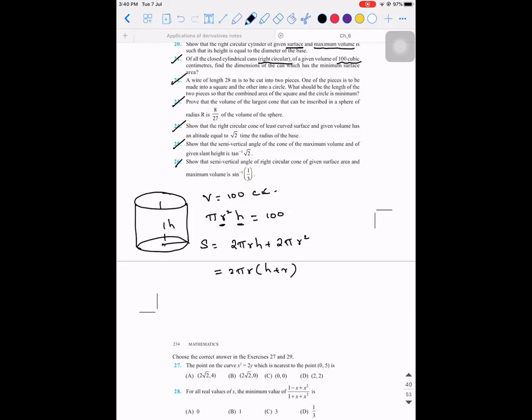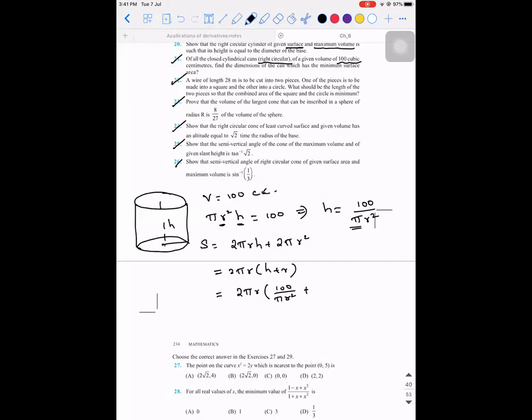Now, if you observe, the surface area is again a function of two variables, so we need to convert it into one variable. How do we do it? We can find h from the volume: h is equal to 100 divided by pi r square. So S is 2 pi r into 100 divided by pi r square plus r.